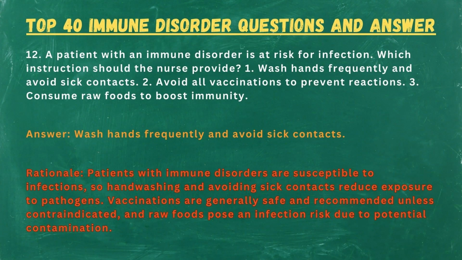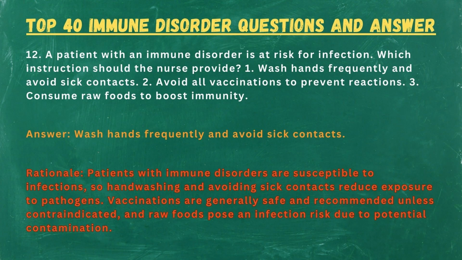12. A patient with an immune disorder is at risk for infection. Which instruction should the nurse provide? 1. Wash hands frequently and avoid sick contacts. 2. Avoid all vaccinations to prevent reactions. 3. Consume raw foods to boost immunity. Answer. Wash hands frequently and avoid sick contacts.